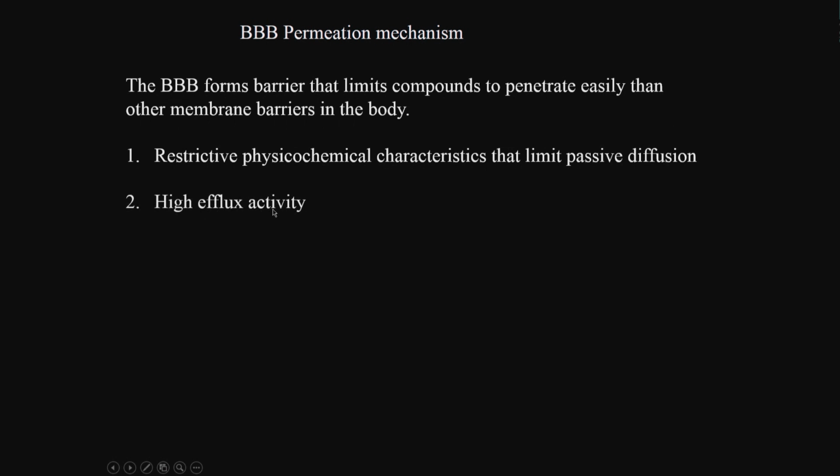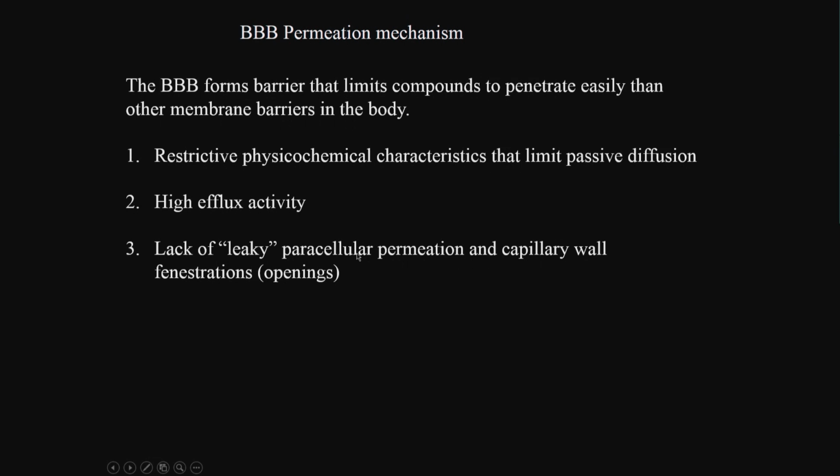High efflux activity: there are a lot of P-gp type efflux systems which throw out whatever compounds enter. It has a very high set of efflux pumps inside. Lack of leaky paracellular permeation and capillary wall fenestration openings. Whereas in other membranes you may find a lot of capillary wall fenestrations, here you will not find any capillary wall fenestrations, especially in the BBB region. So it prevents this leaky permeation.